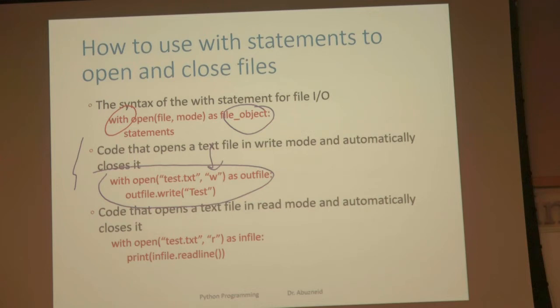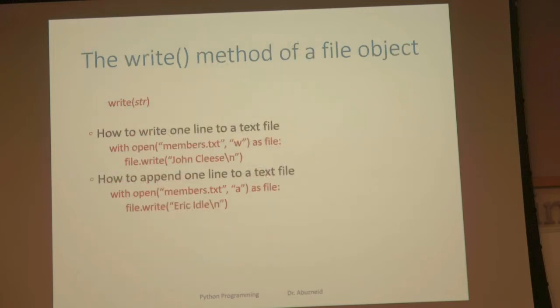In here, I'm doing the same thing. Open test.txt with read mode, all right? And then I print a whole line from it. I don't have to use the close. And this is, by the way, the way you should do it. You should use the with statement to make sure that it automatically gets closed.